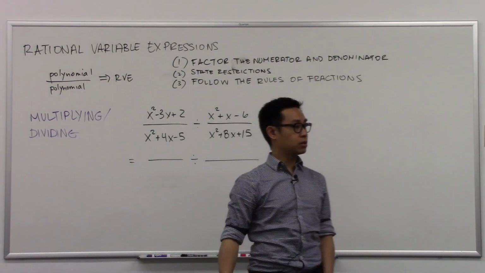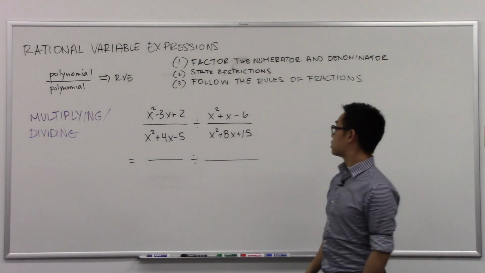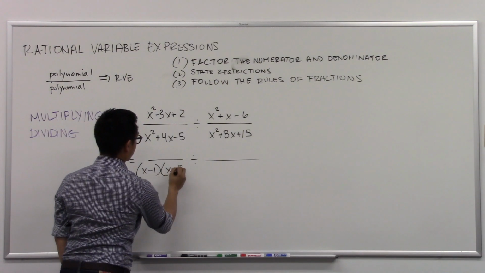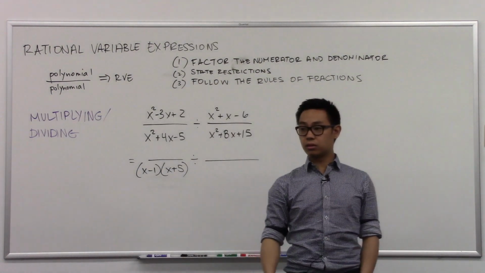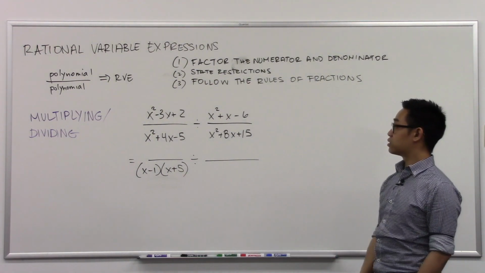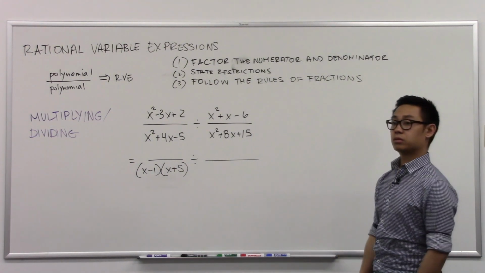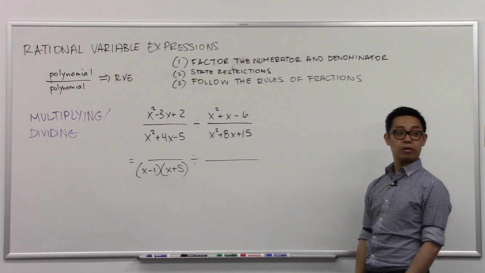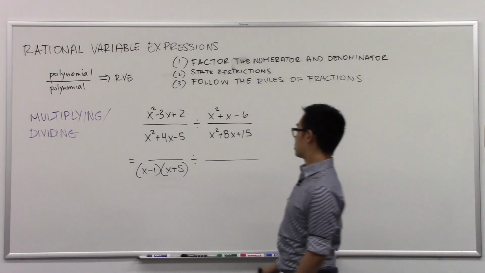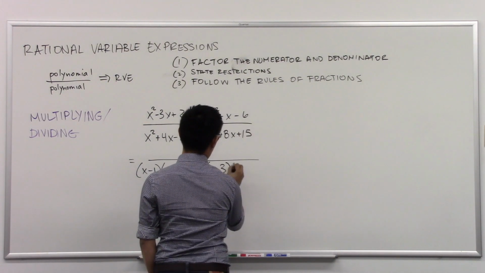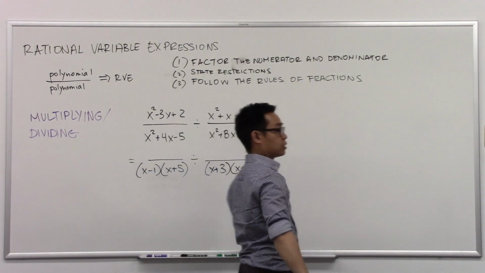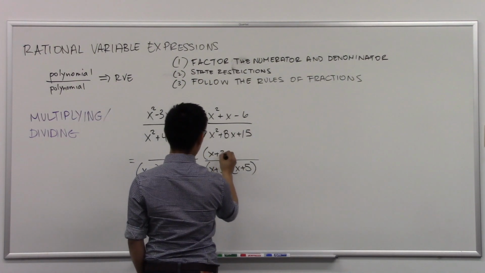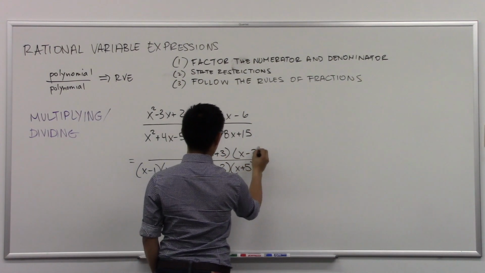Just tell me when you're ready. You got yours? Negative 1 and 5. Good. X minus 1, x plus 5. Very good. Good. Anybody else? X plus 3, x minus 2. Yep.